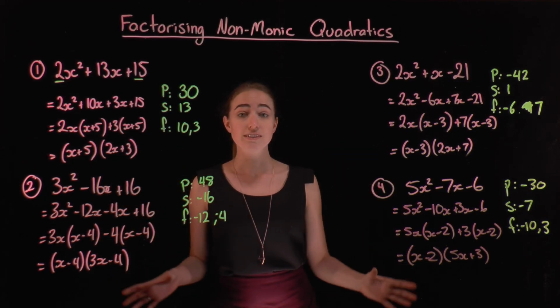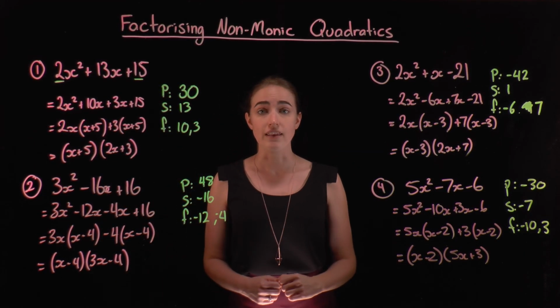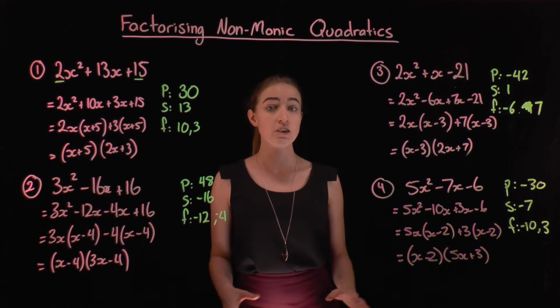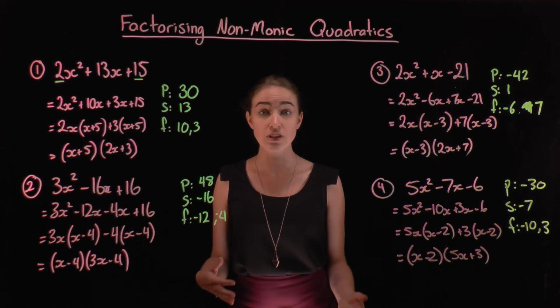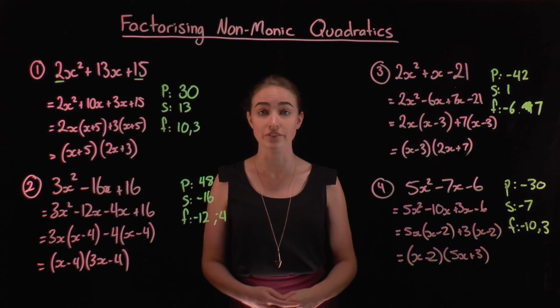All right, so those are 4 examples of factorising non-monic quadratics. Like I said at the start though, this isn't the only method to do it. So if this is confusing, please come and ask me and I'll show you a couple of different ways as well.